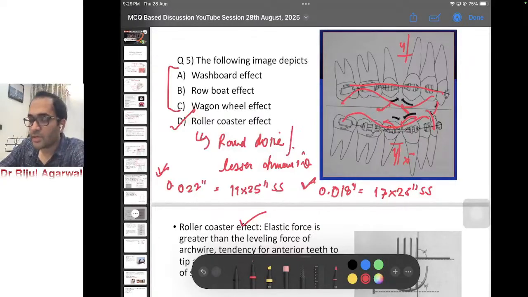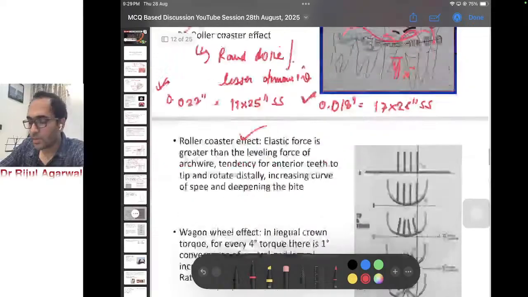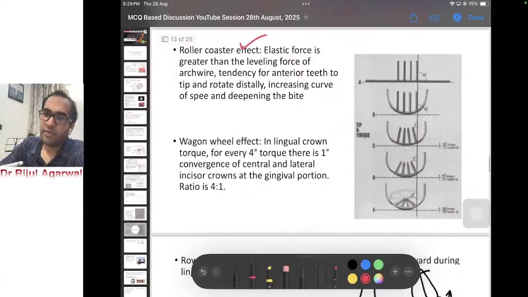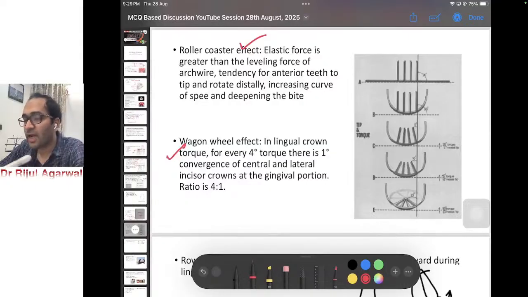So what are the other 3 effects? First, the wagon wheel effect, which is the most common one, which you all know. As you all know, in pre-adjusted edgewise, there is tip and torque built inside the bracket. So what happens for the anterior teeth? For every 4-degree torque, there is 1 degree convergence or tipping of the teeth. Okay, known as the wagon wheel effect.